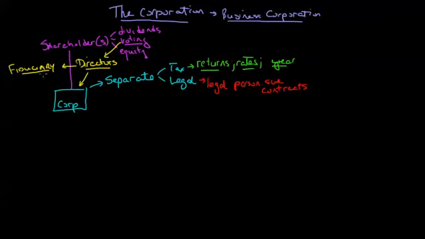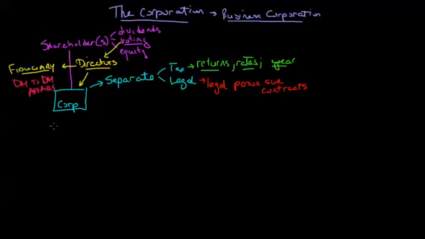The directors then, in their fiduciary responsibility, are responsible for the day-to-day affairs of the corporation. So they're actually the ones who are responsible back to the shareholders to operate the corporation. And among other things, the directors would decide how much dividends the corporation would pay out to those shareholders.